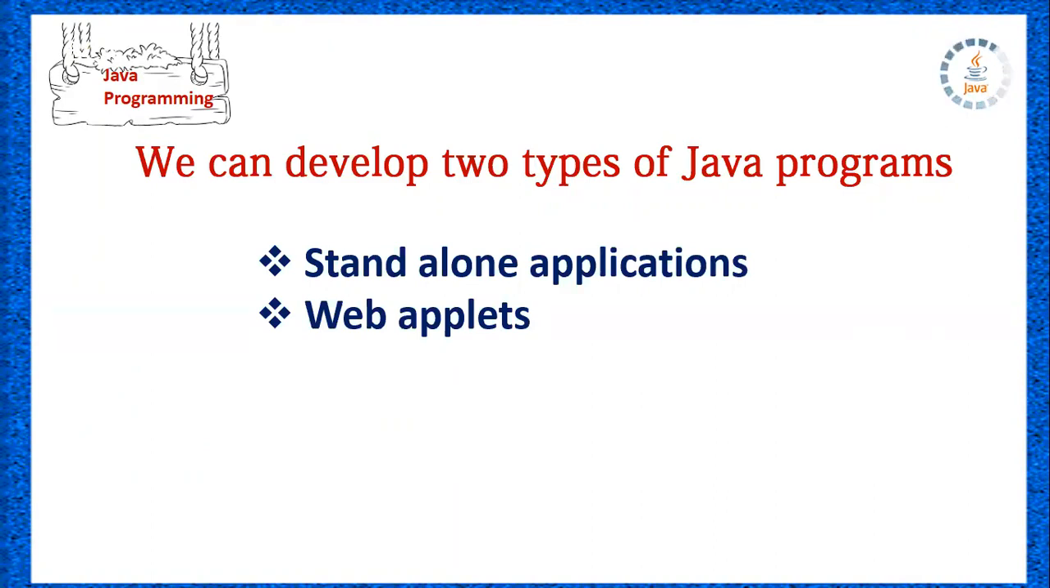Since applets are embedded in a hypertext markup language document and run inside the web page, creating and running applets is more complex than creating a normal standalone application. A standalone program can read and write files and perform certain operations that an applet cannot do. An applet can only run within web browsers. So these are the two different types of Java programs.